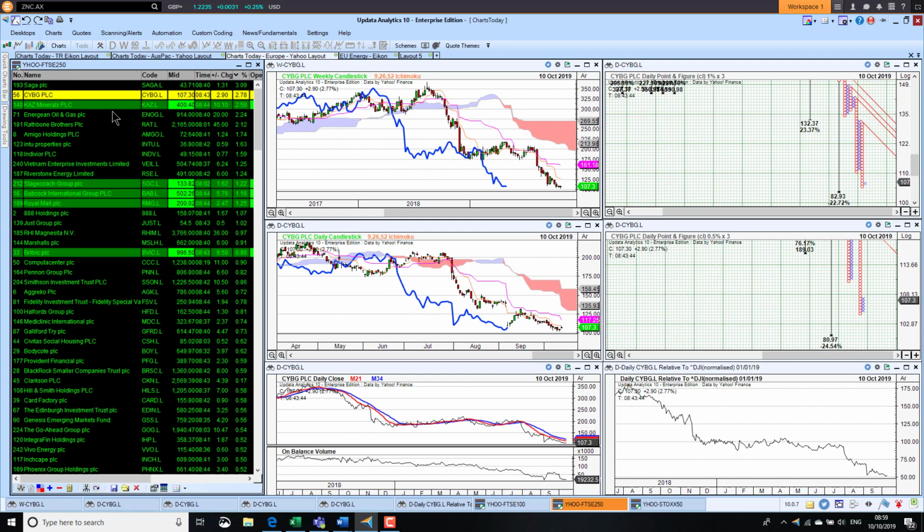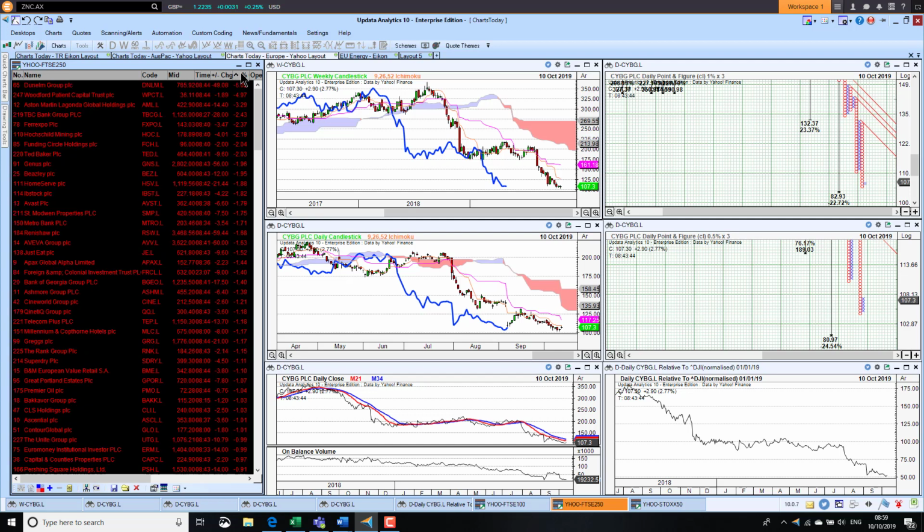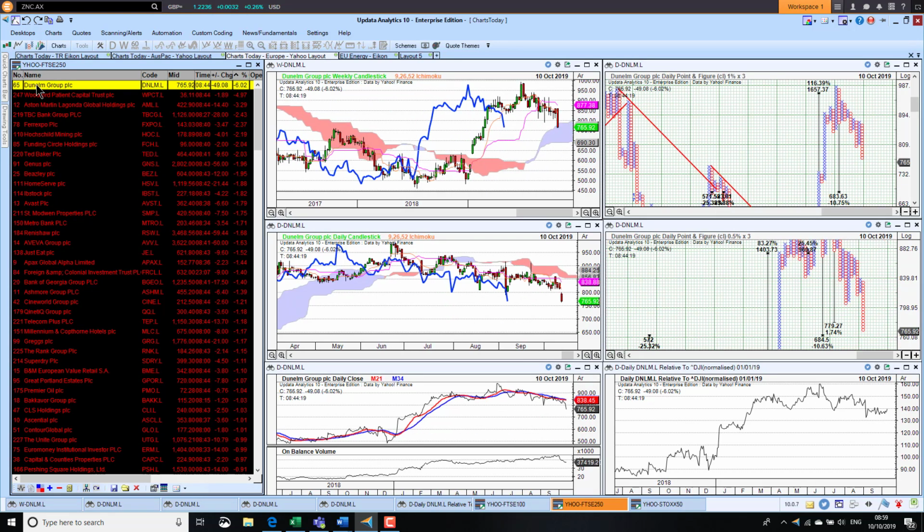Centamin, again, we're seeing resource stocks looking pretty good. The worst performer, Dunelm, down 6%. They've been a star in the retail sector of late, but now that's starting to crack for them as well. They've outperformed the Dow Jones by 40% this year, but we are seeing a fall away there too.